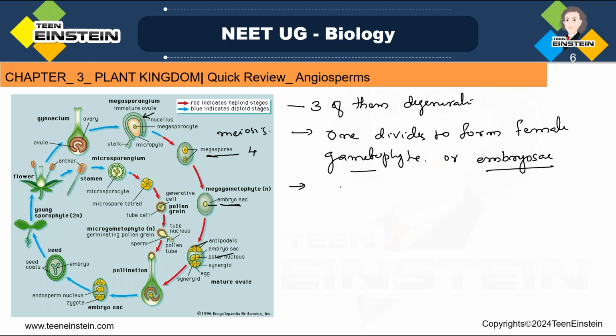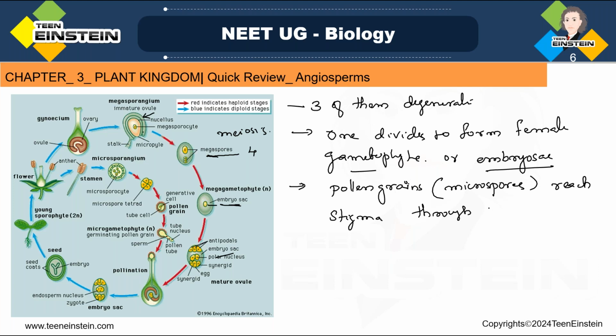Okay, so what is that? Pollen grains, or we can call them pollen grains, otherwise known as microspores, right? That reaches the stigma through which process? Through pollination. That is called pollination.